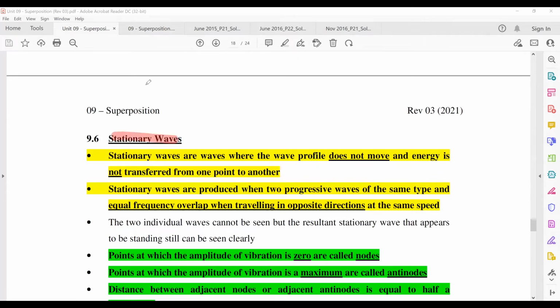What is a stationary wave in the first place? Now, you will learn two types of waves in your syllabus. The first one is progressive wave. The second one is stationary waves. Progressive wave, you learned in the previous chapter, was a wave where the wave profile moves and energy is transferred from one point to another.